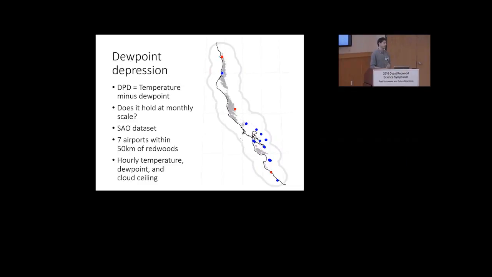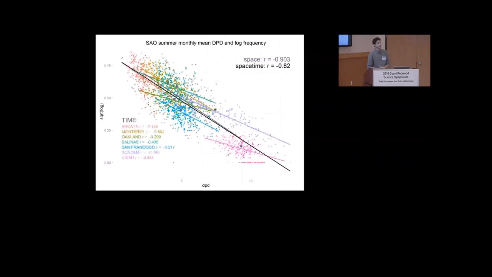They collect information on temperature and dew point, which gives us dew point depression, and also on cloud ceiling and horizontal visibility, which gives us fog. So when we look at the monthly relationship between average dew point depression and total fog frequency, we see this pretty nice correlation for such a simple model, really. Dew point depression has a pretty consistent and statistically significant relationship with fog frequency, both across space and through time in coastal California.